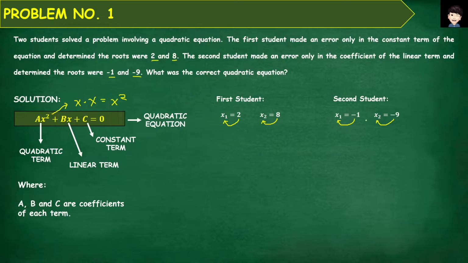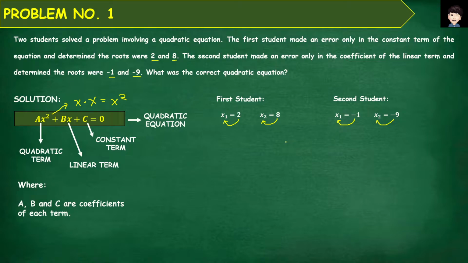So be careful sa pagta-transpose. Ang kailangan nating matandaan sa pagta-transpose ay kailangang i-change yung sign. For example, yung 2, ililipat natin sa left side, magiging -2. Yung 8, ililipat natin, magiging -8. Yung -1, ililipat natin, magiging +1. Then yung -9, ililipat natin, magiging +9.